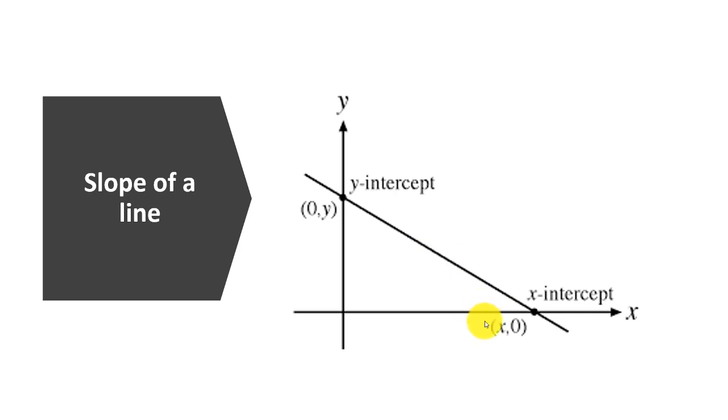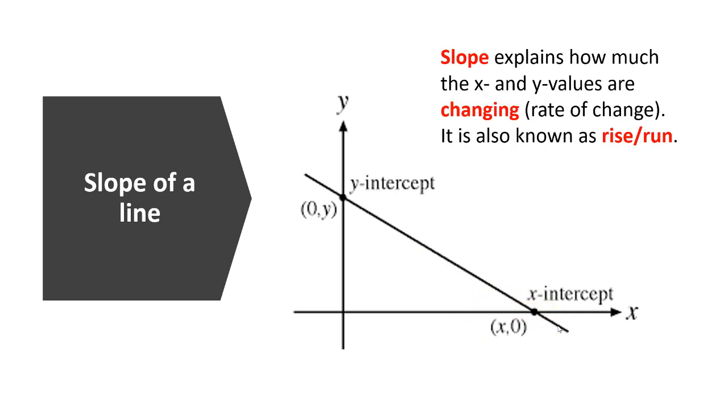As x gets bigger, y is getting smaller. That is slope. So slope explains how much the x and y values are changing. It's also known as the rate of change. Geometrically, we can express slope as rise over run.